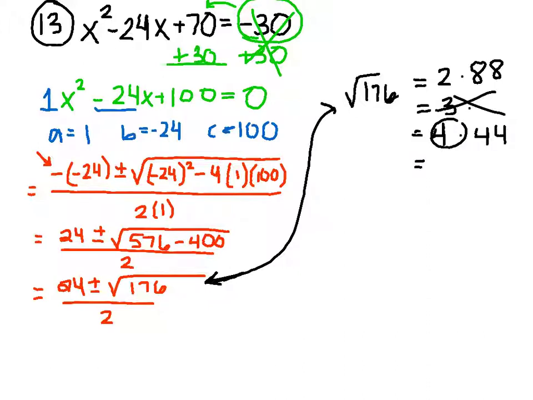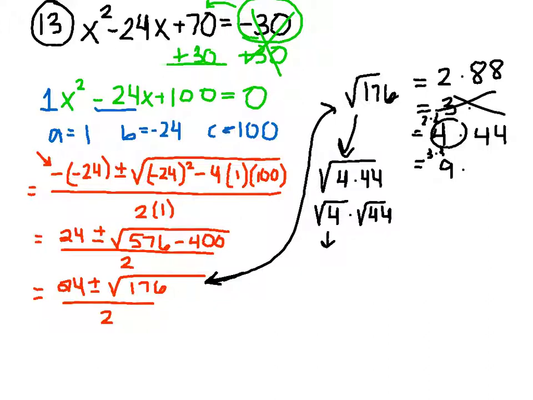Let's see if there's anything higher. We know another perfect square after 4 is 9, right? Because this is 2 times 2, and this would be 3 times 3. So 9, does anything times 9 give us 176? So 176 divided by 9, nope, that doesn't work. So let's use 4 and 44. So 4 times 44, that's the square root of 4 times the square root of 44. And we know the square root of 4 is 2.